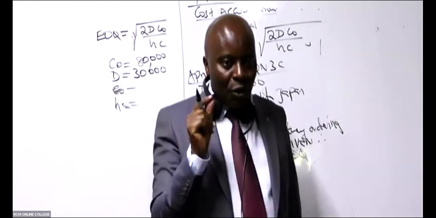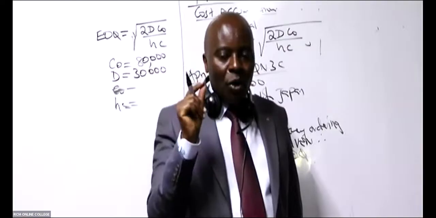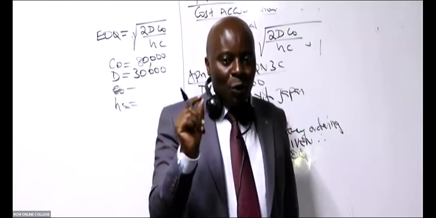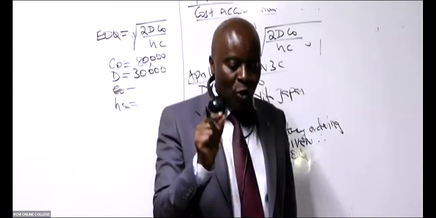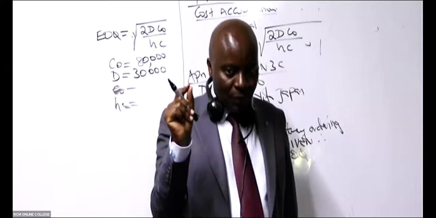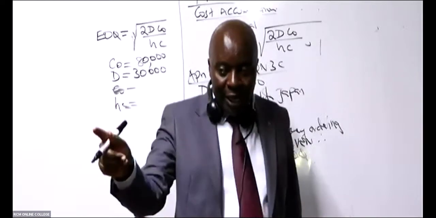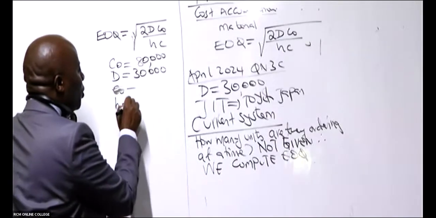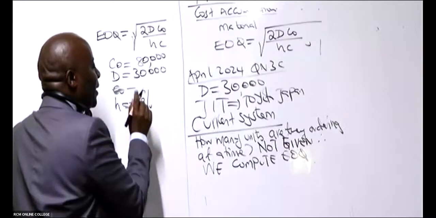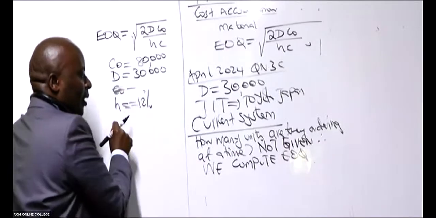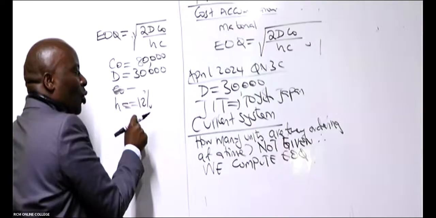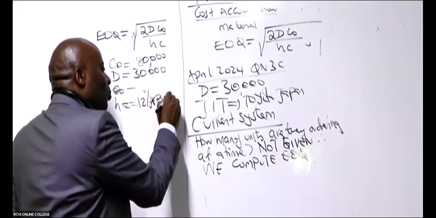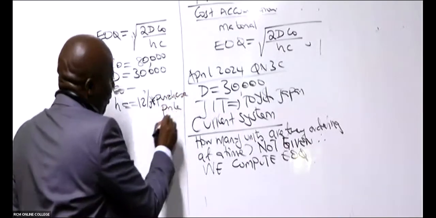For the current system, have they given me the holding cost? Or do we say, in the event of the holding cost being given as a percentage, we multiply it with what? The purchase price. That is what we agreed. So the holding cost is given as 12%. It can never be left like that. Holding cost is in Kenya shillings. So if it is given in form of a percentage, always multiply it with the purchase price.